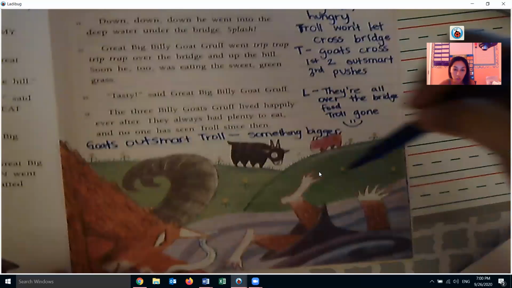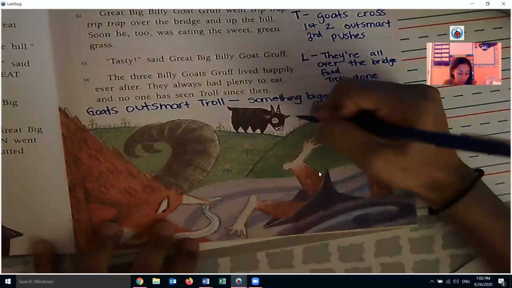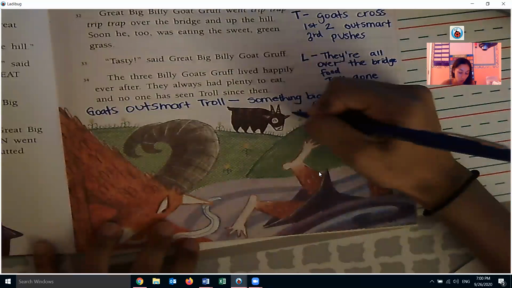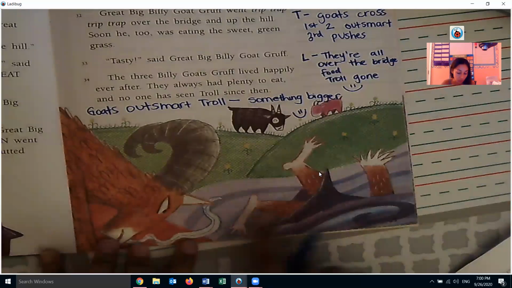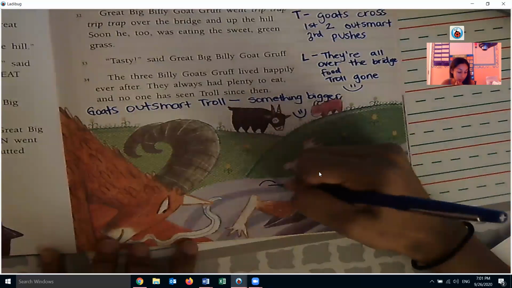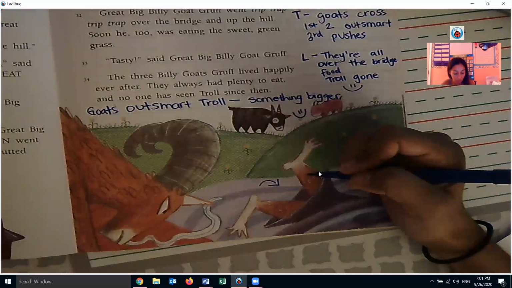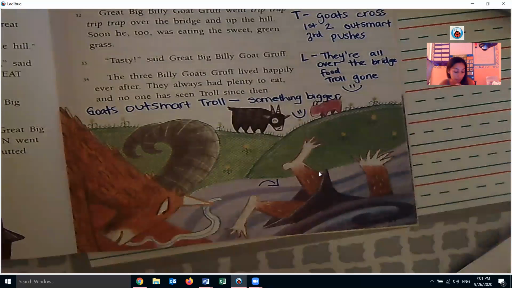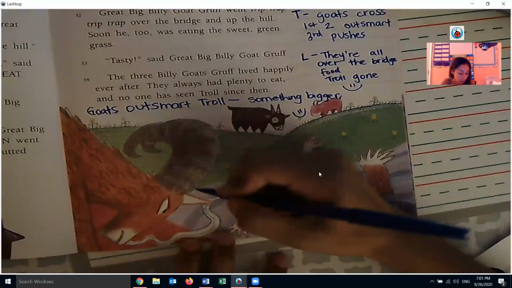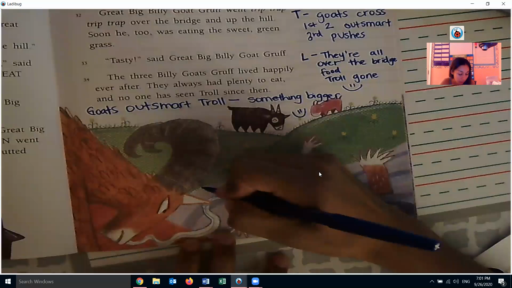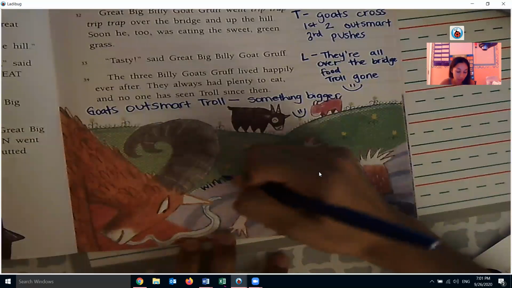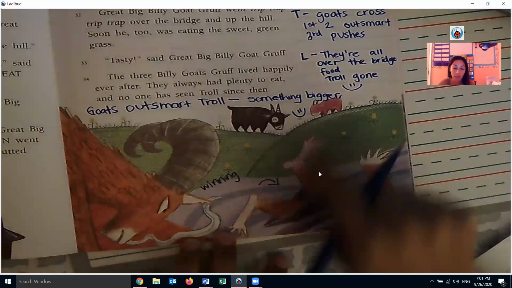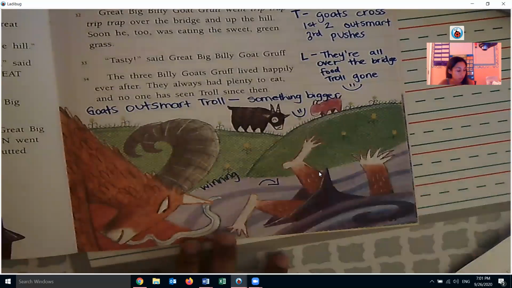So this picture shows the happily ever after here. It shows Troll going away. No one has seen him since, so he maybe died. We don't know. Maybe he just got swept up by the river and he ended up somewhere else. It shows great big Billy Goat Gruff winning, and eventually he'll be on the grass with his other goat friends, or brother, sister.